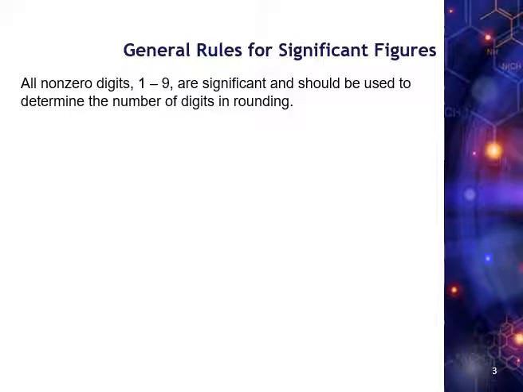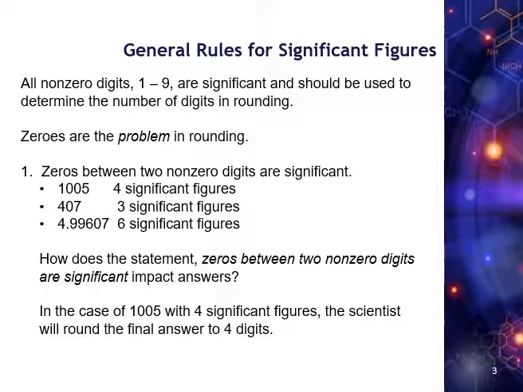All non-zero digits 1 through 9 are significant and should be used to determine the number of digits in rounding. Zeros are the problem in rounding. First rule, zeros between two non-zero digits are significant. So 1005 has 4 significant figures because you have 2 zeros between the 1 and the 5, two non-zero digits. 407 has 3 because you have 1 zero between the 4 and the 7.